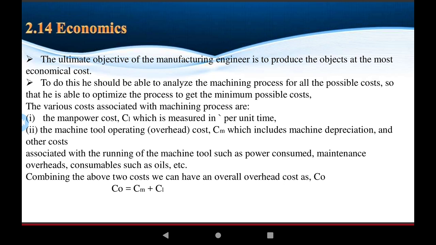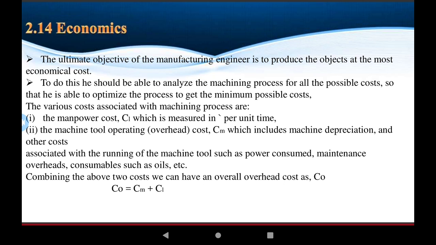Combining the tools, we have the overall overhead cost, C0. The total overall cost has the manpower cost, C1, and second is the machine tools operation cost, CM. Okay, the total cost is CM plus C1.